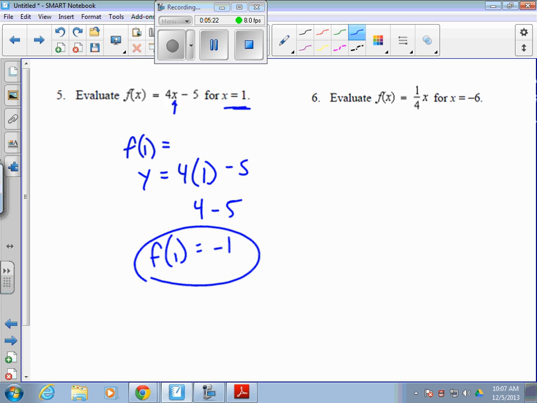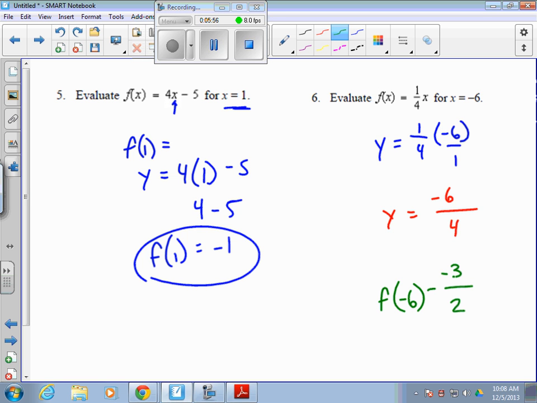Do the same thing with the other one, except now you have a fraction involved in it. Y equals, again, just look at it as if it said y equals 1 over 4 times x, which is negative 6. We can put everything over 1. So now you could either cross cancel 4 and negative 6, or you can multiply straight across and see what you get. 1 times negative 6 is negative 6. 4 times 1 is 4. So we have y equals negative 6 over 4, but the number 2 goes into both. It goes into negative 6 negative 3 times, and it goes into 4 2 times. So f of negative 6 equals negative 3 over 2.